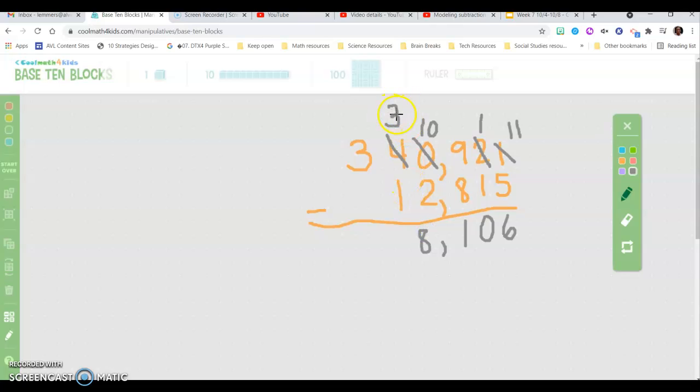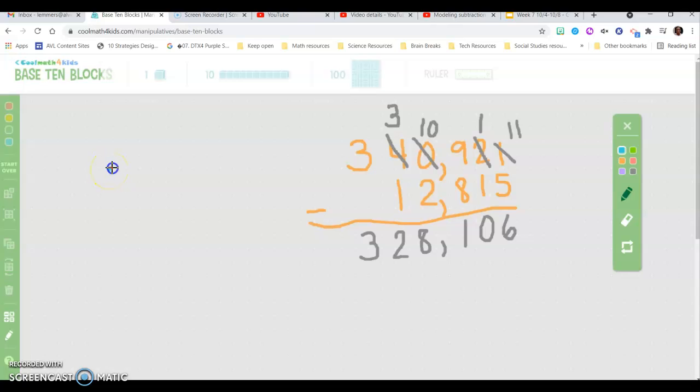If I have 3 10,000s, I can take away a 10,000. I'm left with 2. And then I go ahead and I bring down my 300,000. And then I'll notice that 340,921 minus 12,815 seems to be 328,106. A way that I can check my subtraction is with addition.